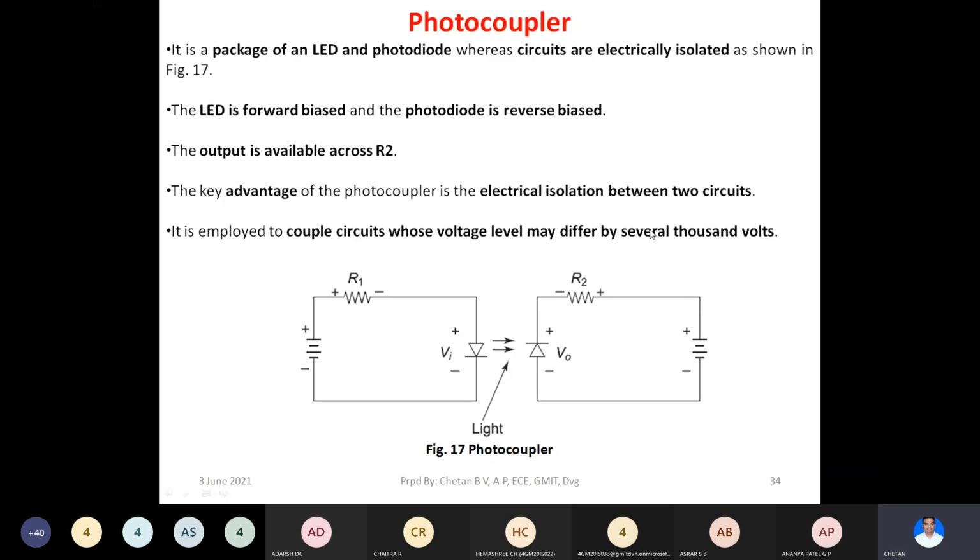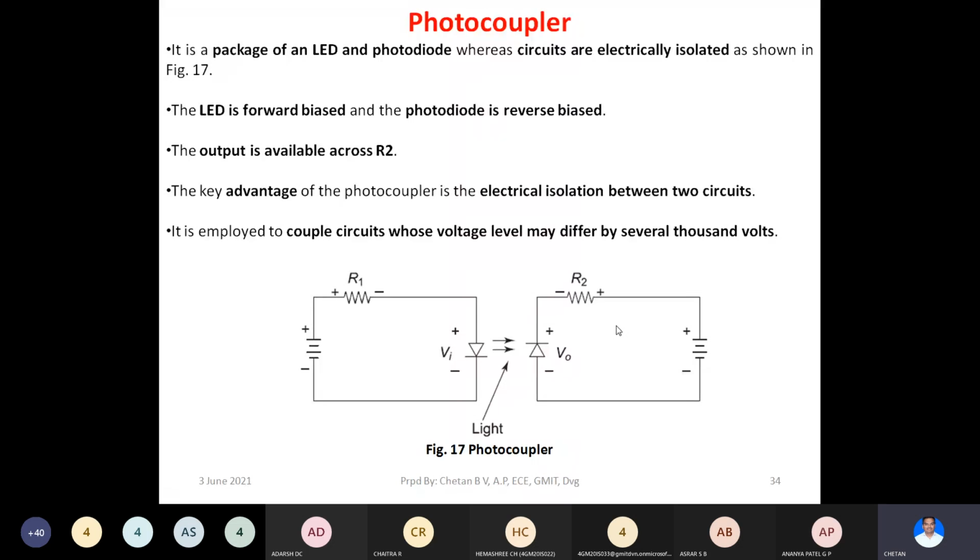The main advantage of this photocoupler, this package, is that the circuits are electrically isolated, and this can be used in circuits which are working on two different voltages. The first part of the circuit may be working at a voltage level of around 50 to 60 volts. The second part of the circuit may be working in the range of 20 to 30 volts, right? So if you connect the two parts directly, then a large current would flow to the second part of the circuit, which works on a lesser voltage range, and it would damage some of the components in the second part.